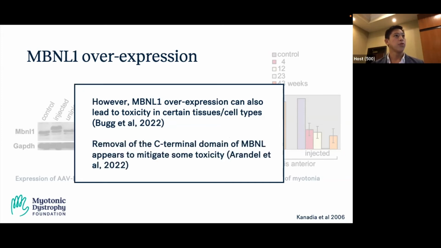Also Denny Furling encountered this phenomenon, and through removal of the C-terminal domain of muscleblind was able to mitigate some of that toxicity. So that's a summary of a lot of the different approaches that have been taken using gene therapy. Really, the power of gene therapy is that you have about 5,000 bases to work with. So you can choose whatever sequence you want to put into that virus.